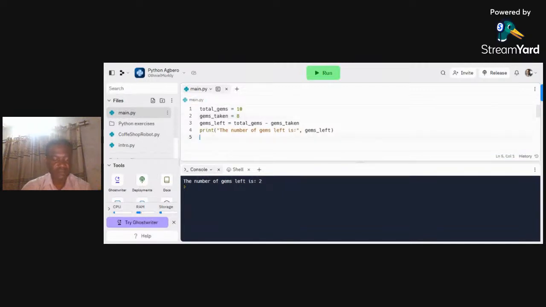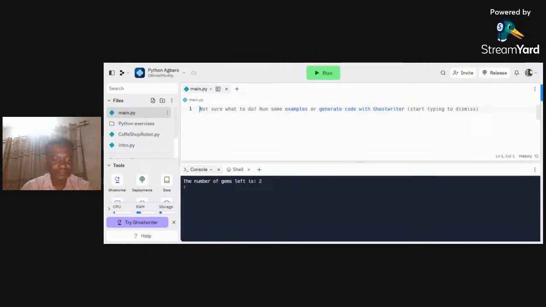Let me delete that. Here it is. The way you can do 5 times 6. In the computer, you don't use X, you use asterisk. So that's another operator that we're introducing you to. Next operator is the multiplication symbol. It has the power to multiply numbers and even create repeated strings.